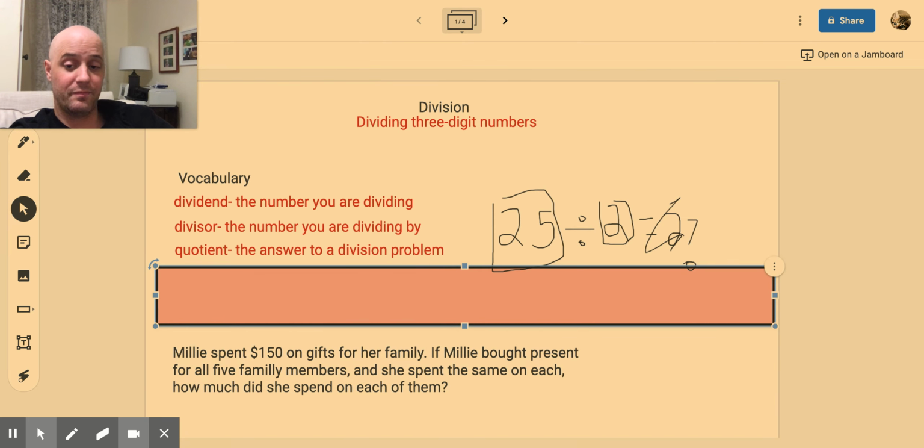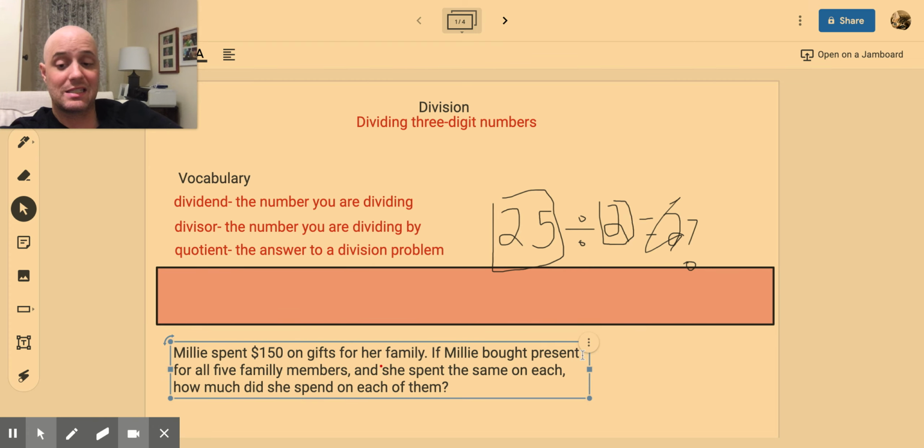Now, you try one. Millie spent $150 on gifts for her family. If Millie bought presents for all 5 family members, and she spent the same on each, how much did she spend on each of them? You don't even have to solve it actually. I just want to say, what is the dividend, the divisor, and the quotient?